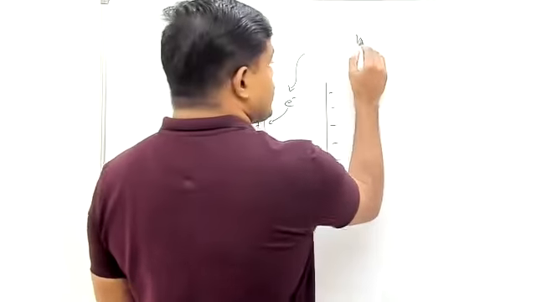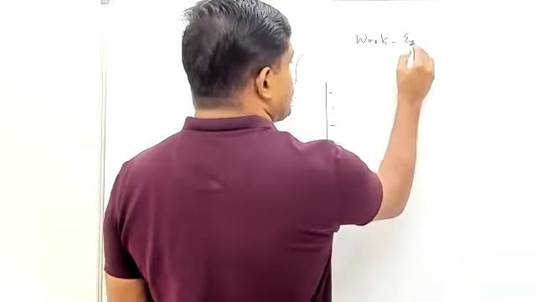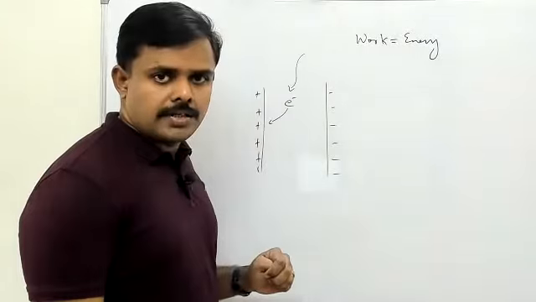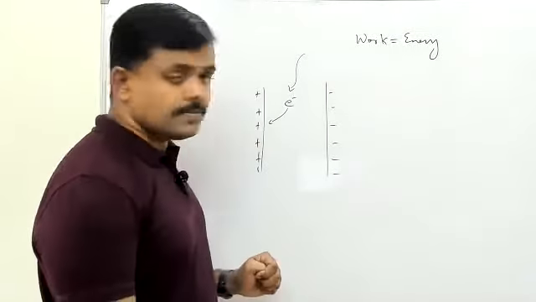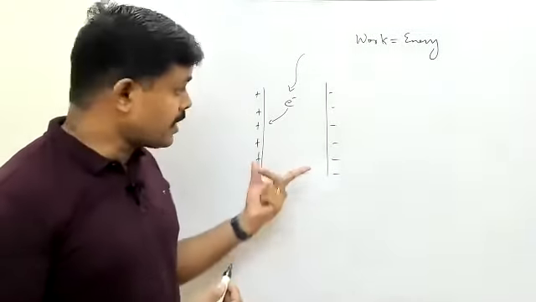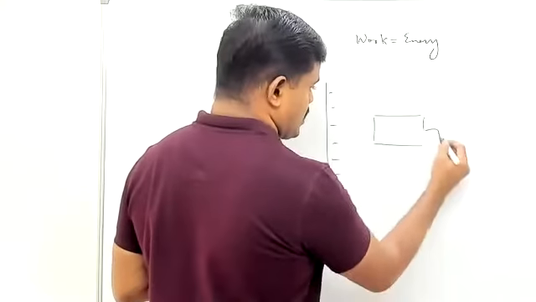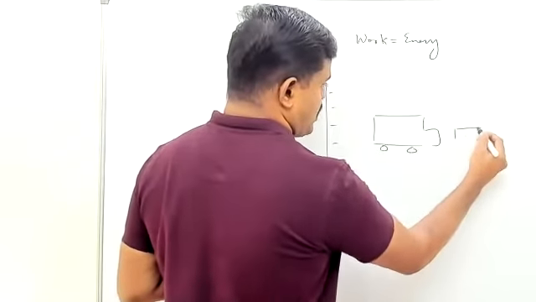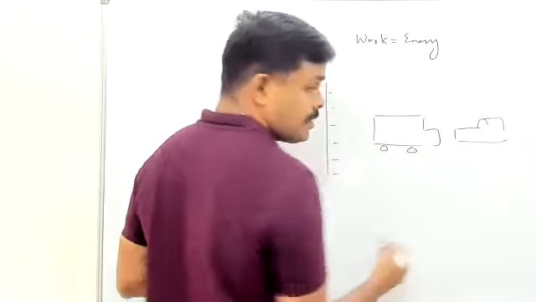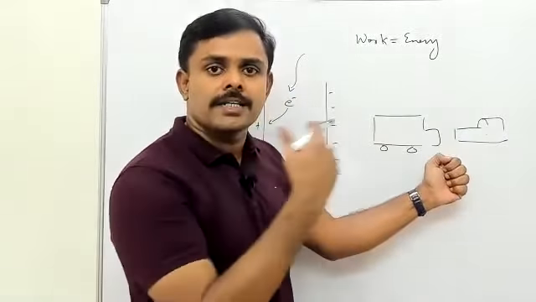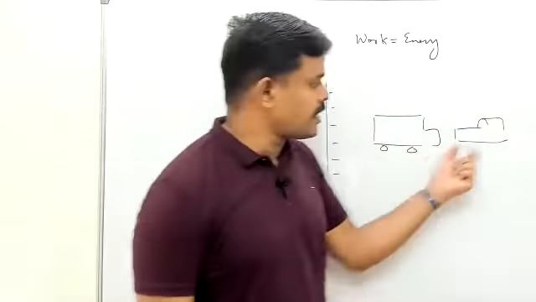What does the work energy theorem say? Work energy theorem from first year classes? Work done is equal to energy. Work energy theorem: work done by the potential. For example, just imagine a truck. This is a truck hitting a car, right? What will happen to the car? When the truck hits the stationary car, the truck imparts a kinetic energy to the car. The car flies off.